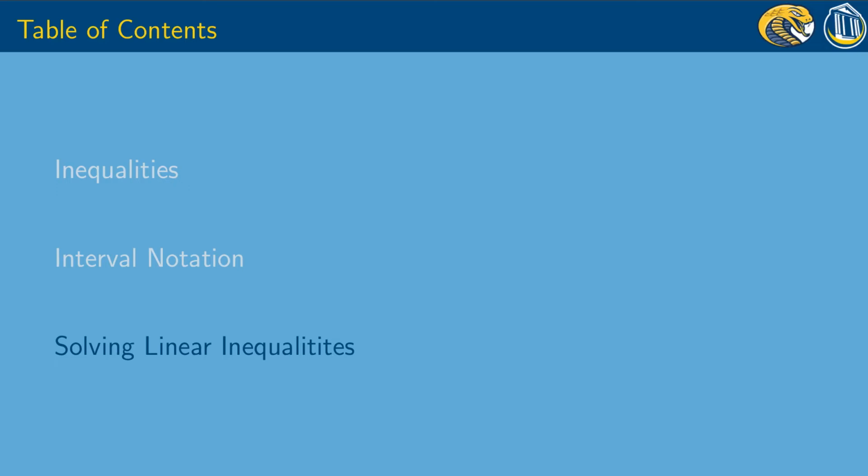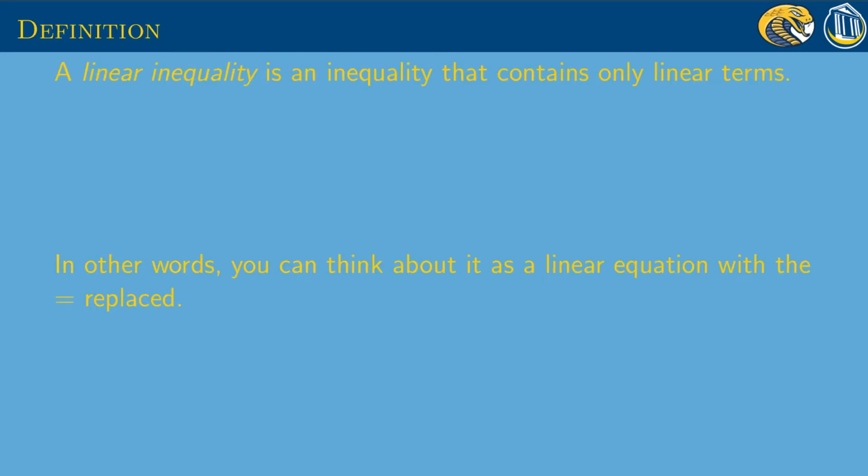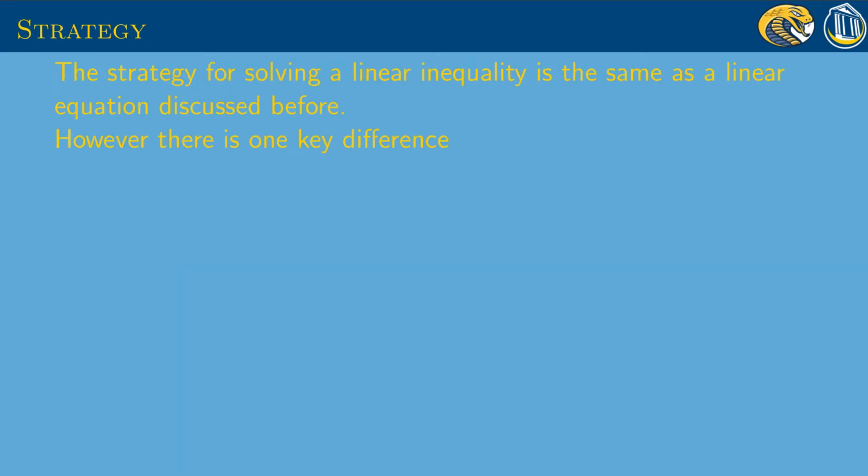Now, let's try and use inequalities in a linear equation and try and write the answer as an interval in interval notation. A linear inequality is an inequality that only contains linear terms. We can think of it as a linear equation where the equal sign is replaced with one of less than, greater than, less than or equal to, or greater than or equal to. But there are no squared terms or rational function terms in it.